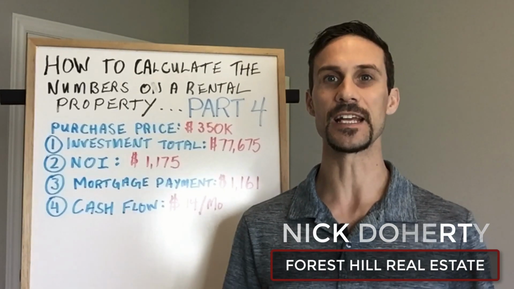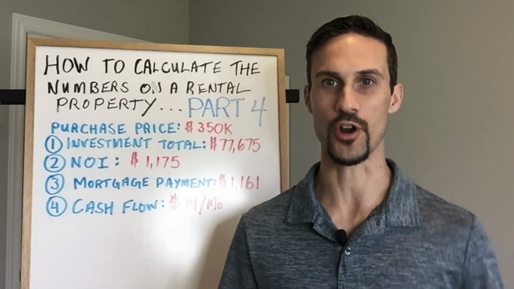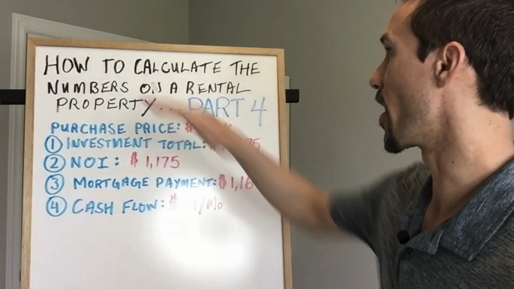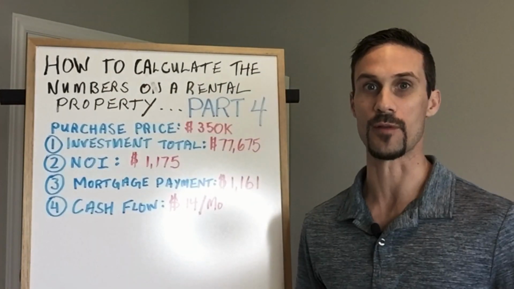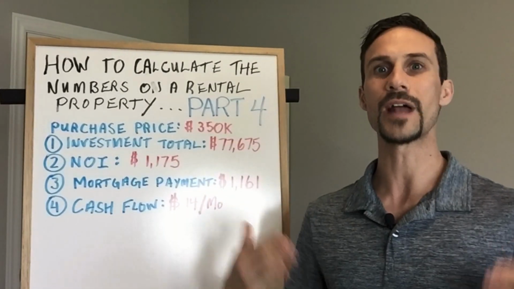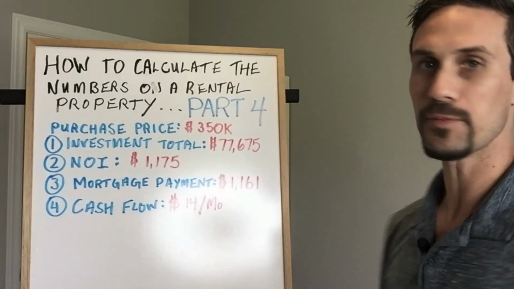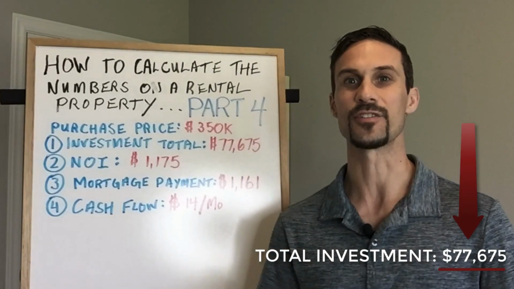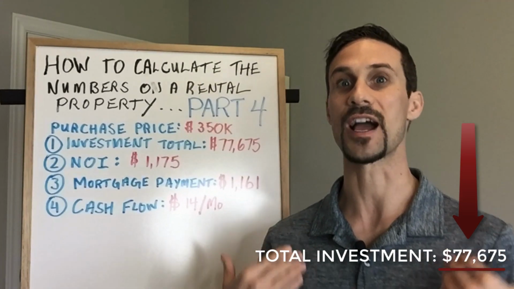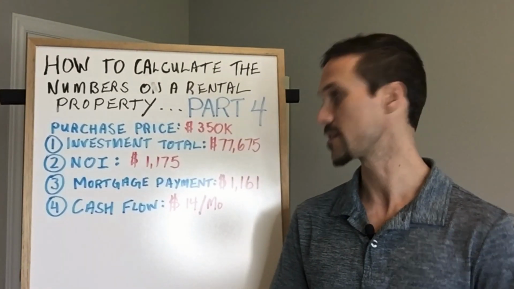The most exciting part in our 4-part series. We're going to be calculating the ROI, our return on investment, on how to calculate the numbers on a rental property. In part number 1, we went through the investment total, what we would have to come up with to actually invest in the property. So we came up with the amount $77,675. That's what it would take to actually invest in a property if we were purchasing it for $350,000.